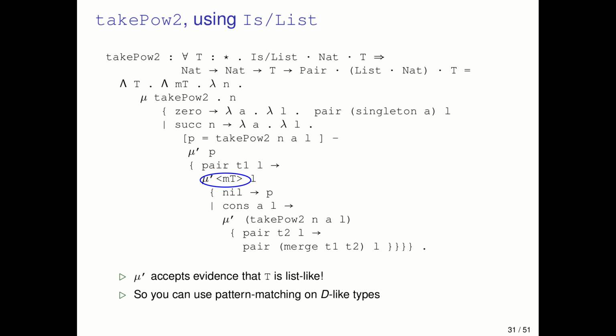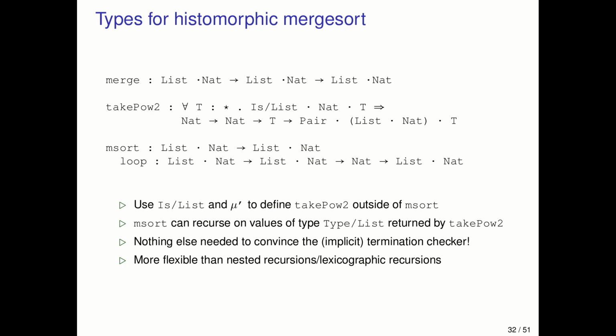And we're tracking the structural relationship of this input to output, which is showing up here by the repeated use of T. So to summarize the big picture here, you've got a merge function, that's straightforward. You've got this function which we just walked through that works on list-like T's and gives you back list-like T's. And then you've got your merge sort and this loop function. And so basically we can define this take tau 2 outside of merge sort, and we can recurse on the values that take tau 2 returns. And that's all we need to do.